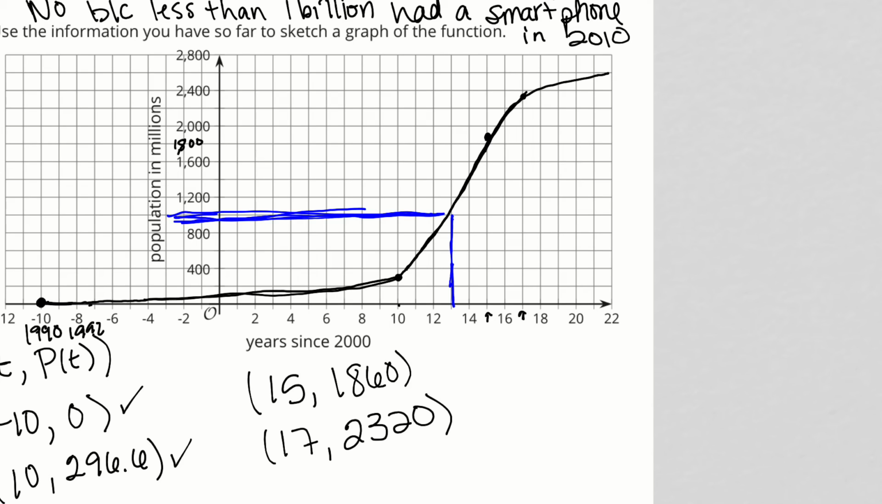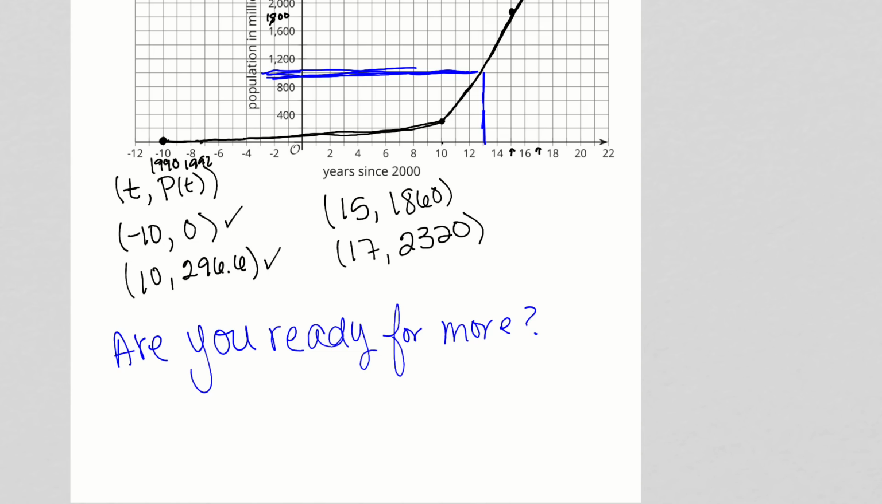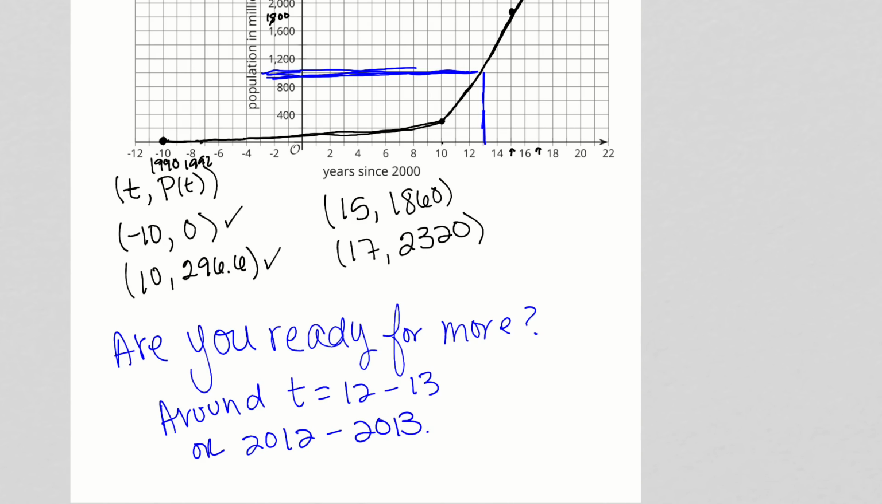Do your graphs look like that? Roughly around that time frame is when we reached 1 billion people having a smartphone? Okay, again, getting some head nods. Yes, that does sound correct. So around t equals 12 to 13, or 2012 to 2013. All right, we're going to go to the next page.